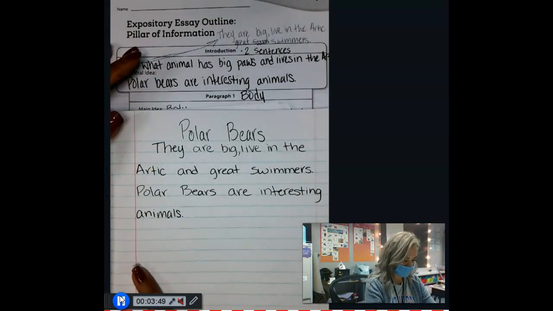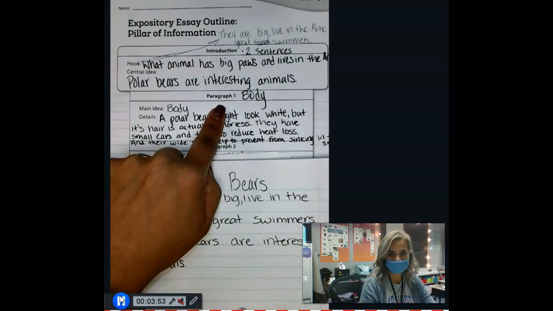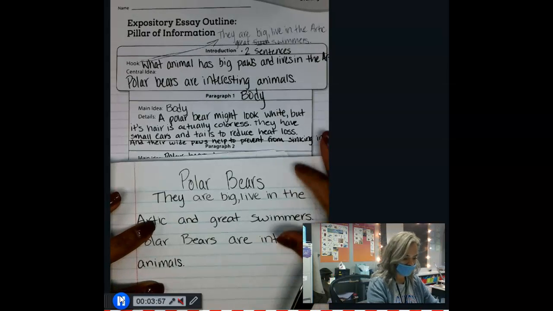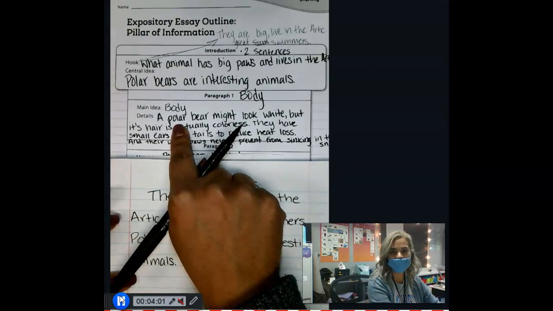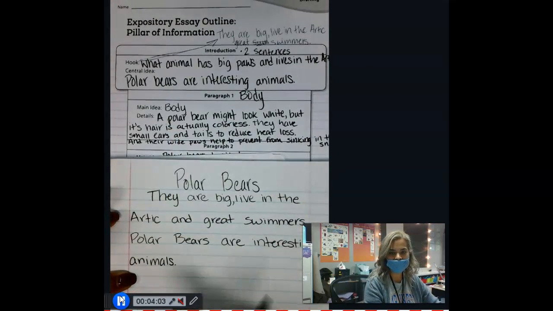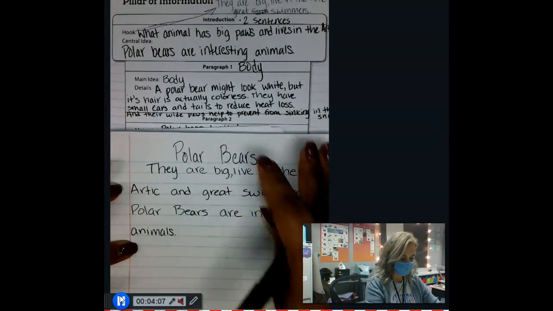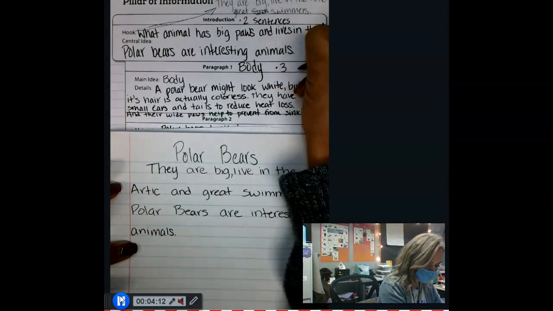Next, I'm going to write my paragraph 1. So I'm going to remember to skip lines. And then again, I'm taking the information that I wrote from my body paragraph 1, and I'm just rewriting it in complete sentences to form a paragraph. For your paragraph 1, you need a minimum of 3 sentences.